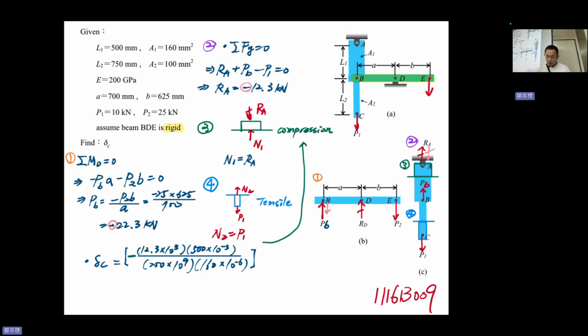And then the second part, you are going to have the second part, which is, what is 110? Is that correct? No. The force.